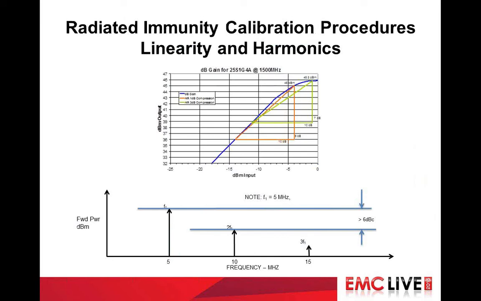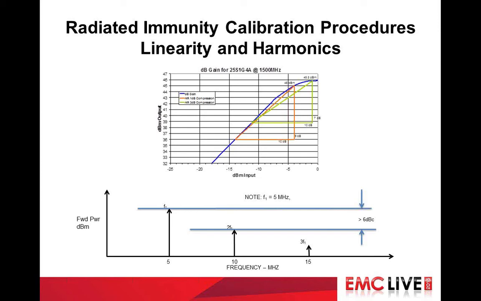Now we just covered the first part of the calibration. The second part of the radiated immunity calibration involves checking the linearity and harmonics. Linearity: ensure that each of the amplifier's frequencies is not saturated by checking the 1 dB compression of the amplifier. The saturation of the test system is assured by checking the 2 dB compression point with the amplifier and the transmitting antenna. This graph is a plot of the amplifier output power versus the input power. It shows where the 1 dB compression point occurs for one frequency.